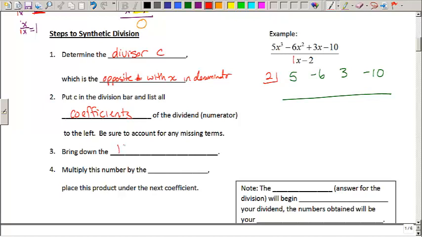Next, I want you to bring down the first coefficient in the dividend, which in this case is going to be 5. I want you to multiply this number by C, which is the divisor. 5 times 2 is 10, and that's step 4. Place this product underneath the next coefficient. Notice I placed it in the next column underneath the next coefficient.